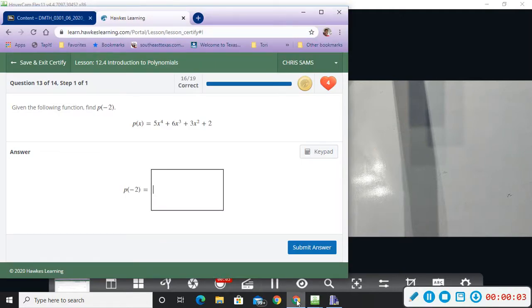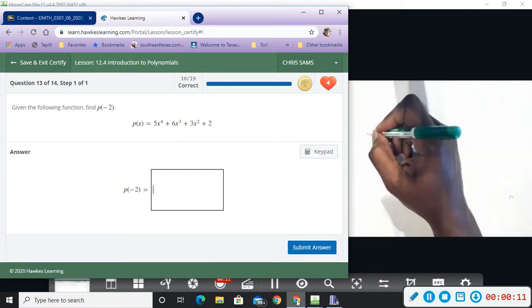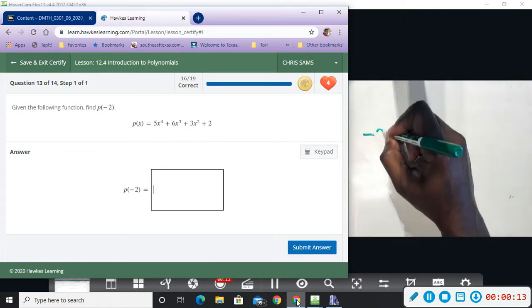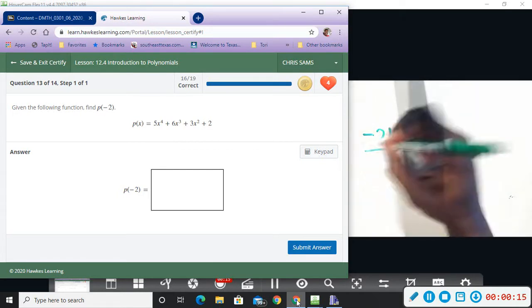All right, so number 13, again, I want to practice with synthetic division. It's kind of leading you to that. So the number we're plugging in is -2. Okay, you can do it with a calculator, you can do it by hand.